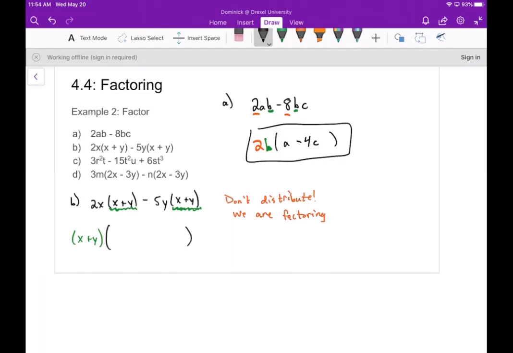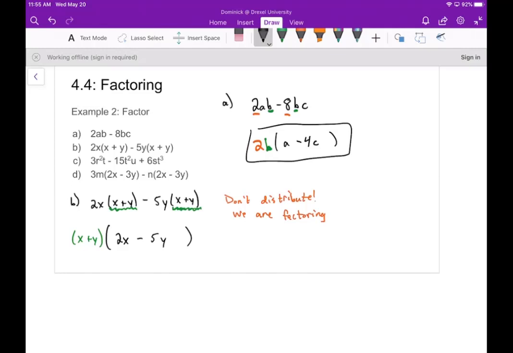Now, what do I need to multiply by to go back to the original? Well, if I want to get 2x times x plus y, I would need to multiply x plus y by 2x. And if I wanted to get minus 5y times x plus y, I would need to multiply this by 5y.